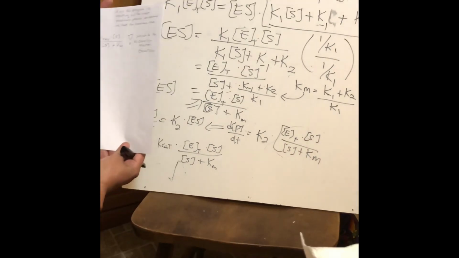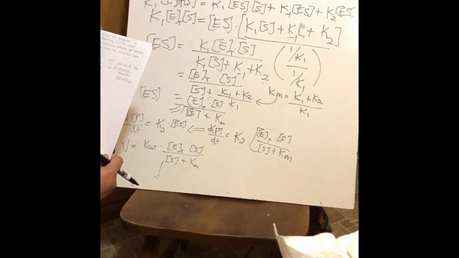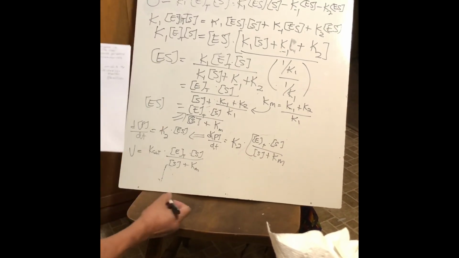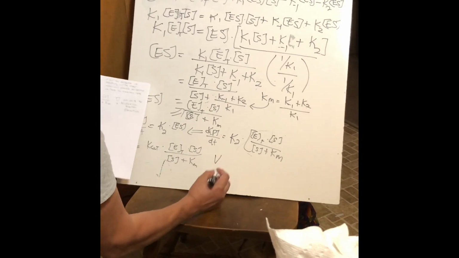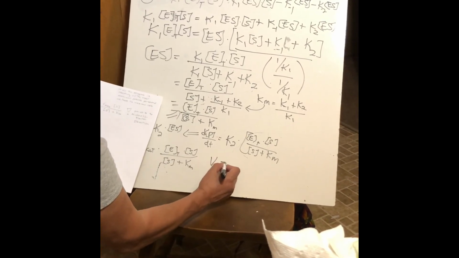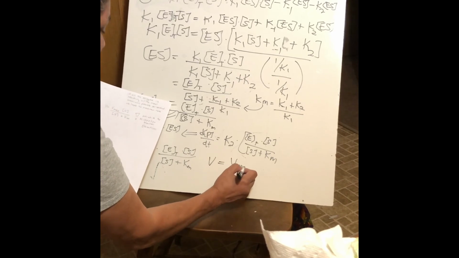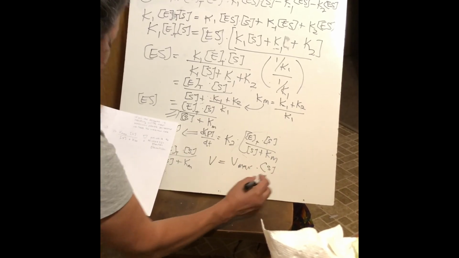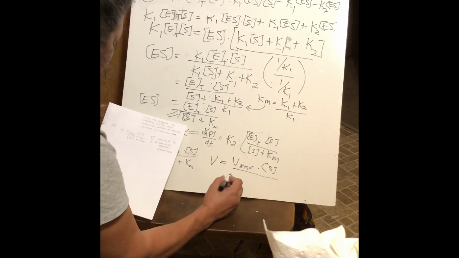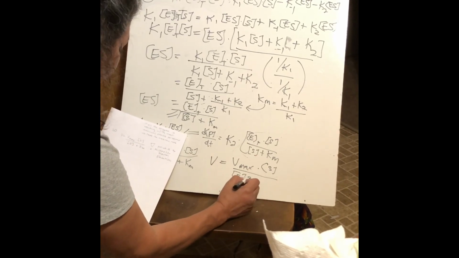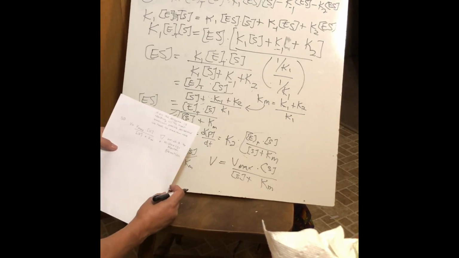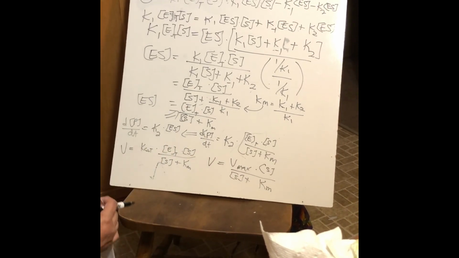If all the enzyme is reacting with the most molecules possible per second, we have the maximum rate. So that would give us V equals Vmax times the substrate concentration all over the substrate concentration plus the Michaelis constant, which is the Michaelis-Menten equation.